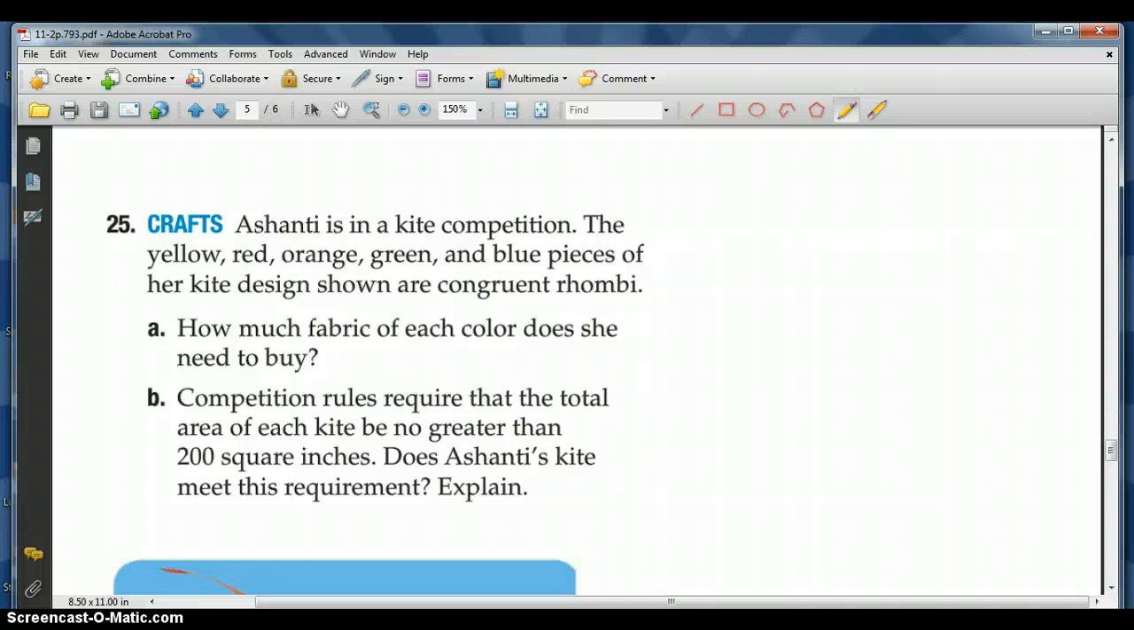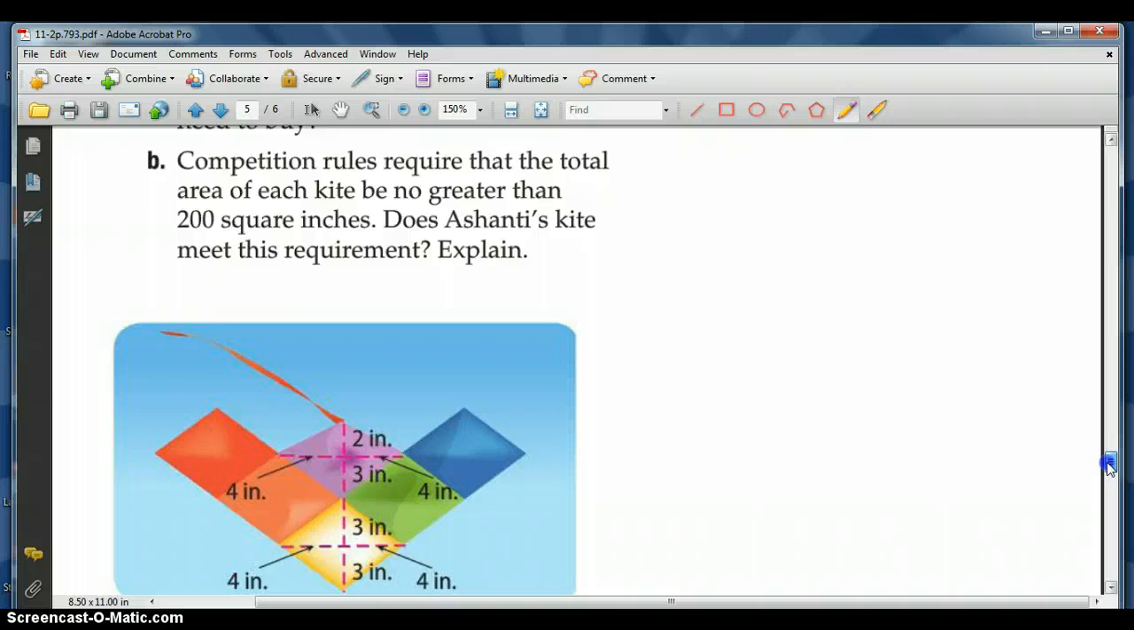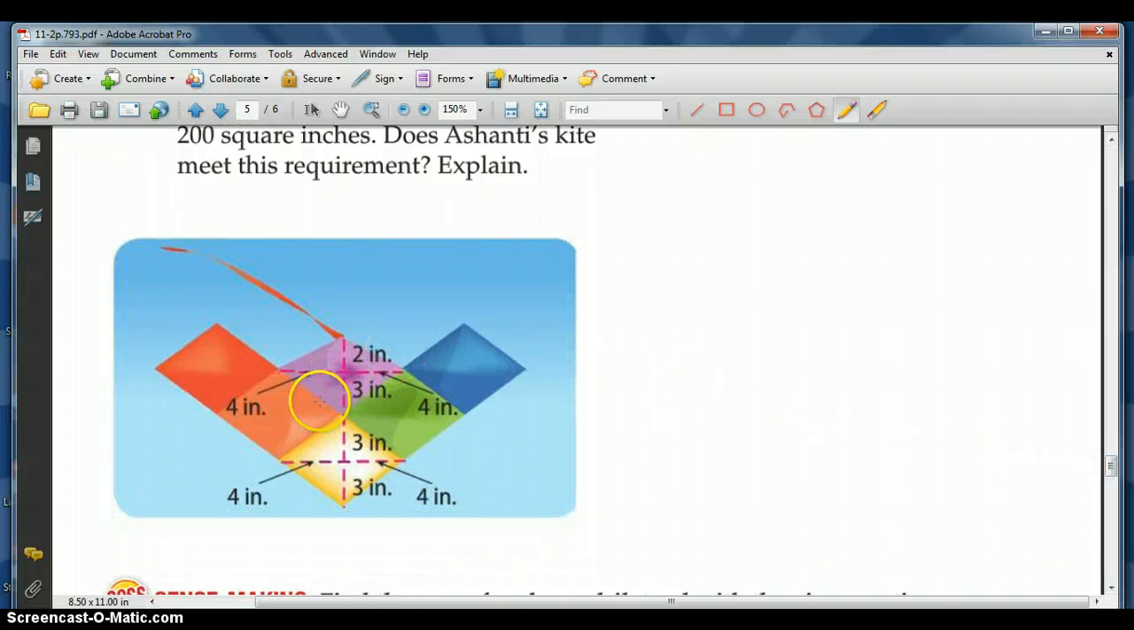Number 25, Ashanti is in a kite competition. The yellow, red, orange, green, and blue pieces of her kite design shown are congruent rhombi. Part A, how much fabric of each color does she need to buy? So we need to figure the area of everything here.